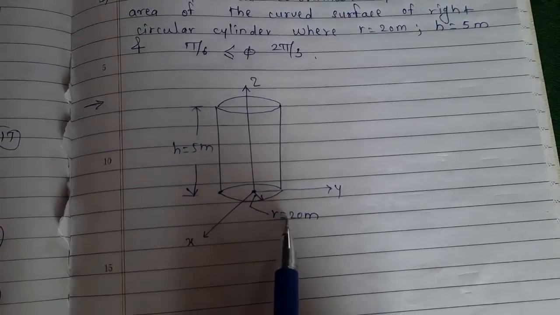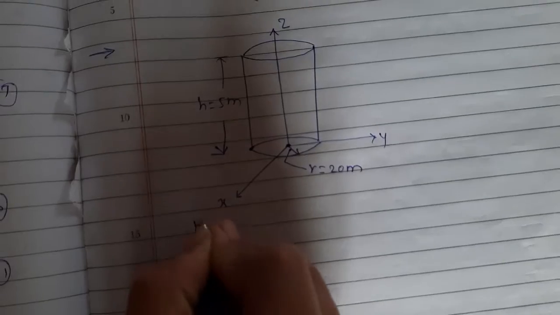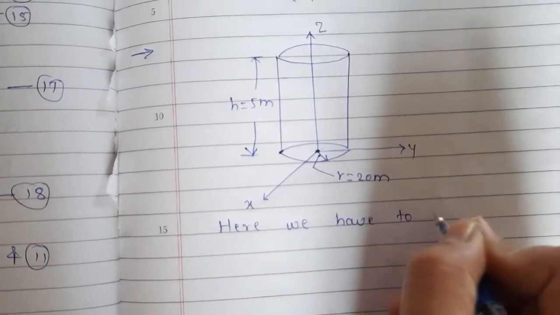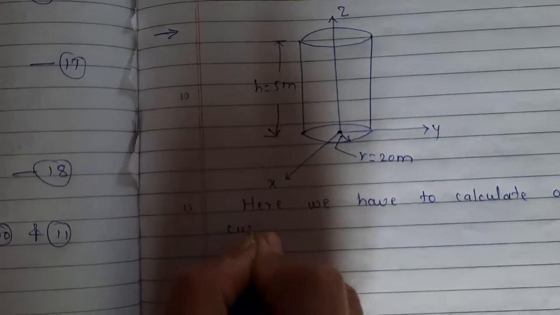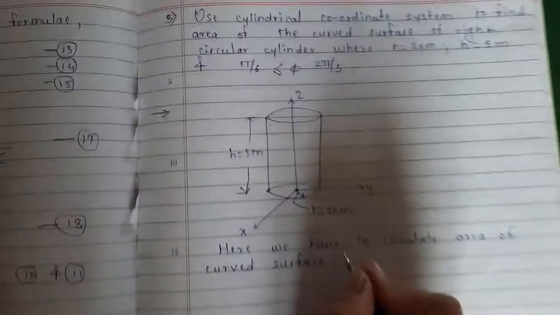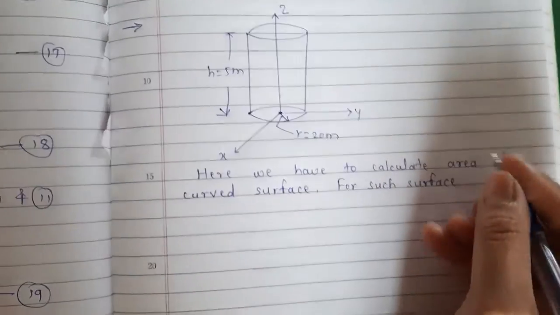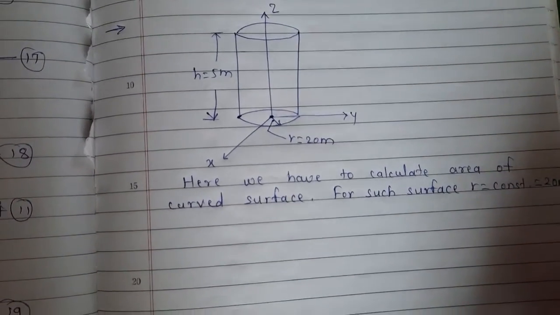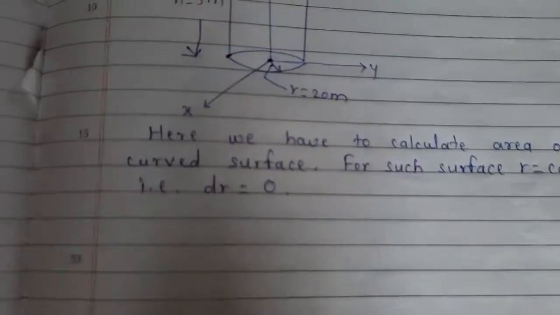For such a surface, the value of r is constant, that is 20 meter. So the derivative of this is 0, that is, dr is equal to 0.